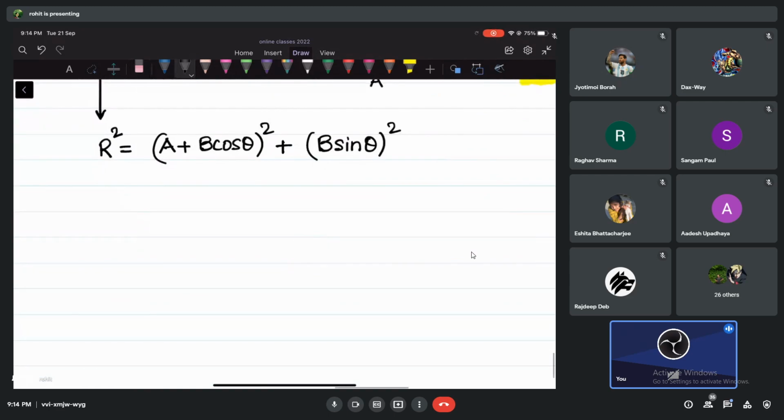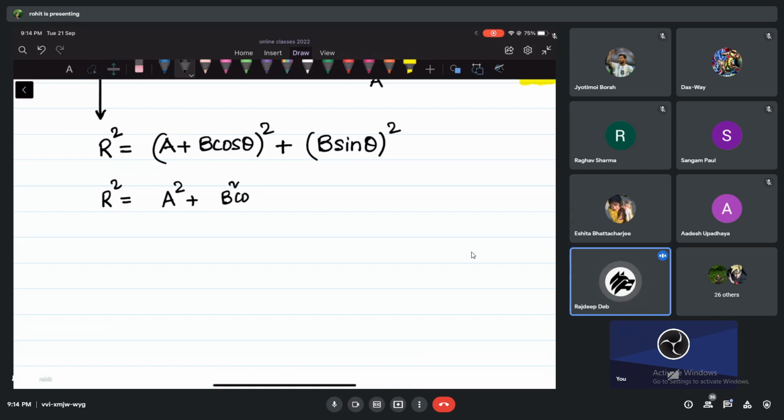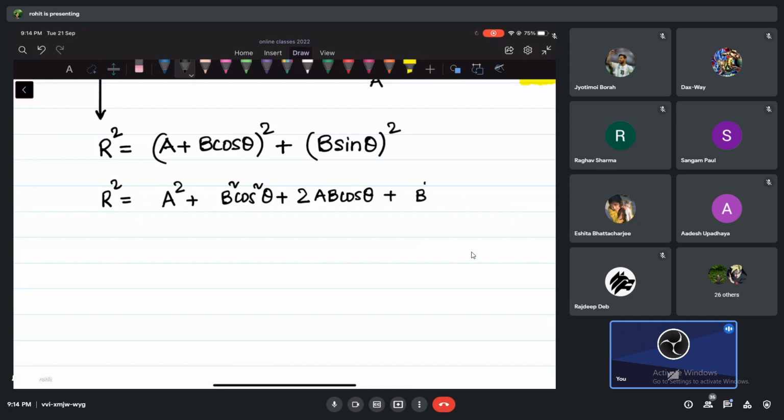Okay, so see, it's very simple. I'm going to write here R square equals to, you can help me out. I can write what, guys? Magnitude of the first vector squared, A square, plus B square cos square theta, plus twice AB cos theta, plus B square sin square theta.